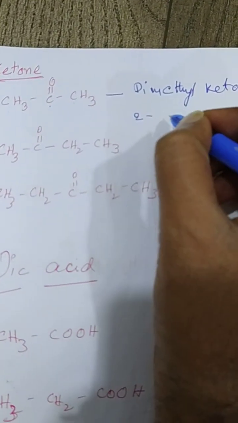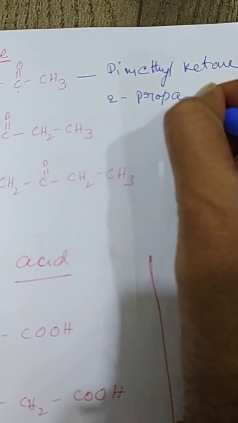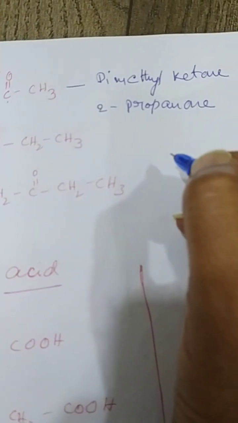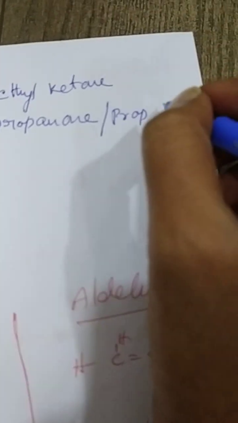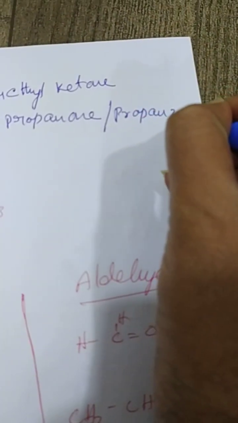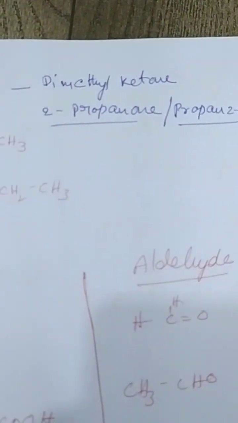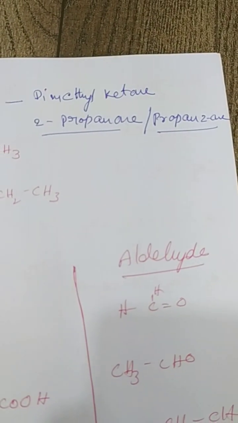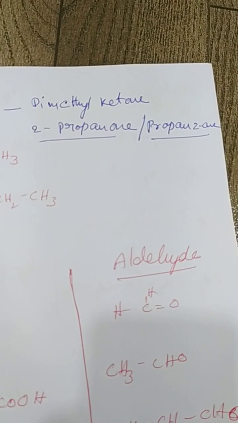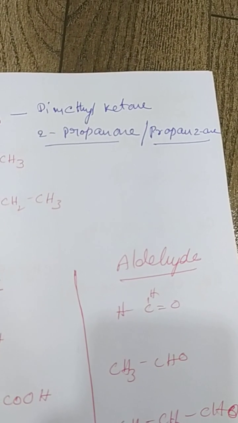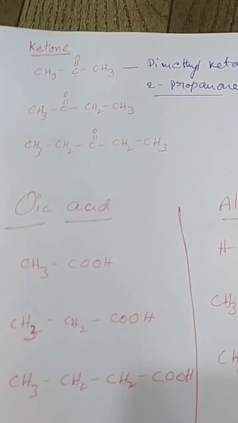Now the number is 2, so 2-propanone, or you can say propan-2-one. This is also a nomenclature. So they can ask in any form. 2-propanone is one name, propan-2-one is also a name, and dimethyl ketone is also a name. You should prepare both ways.